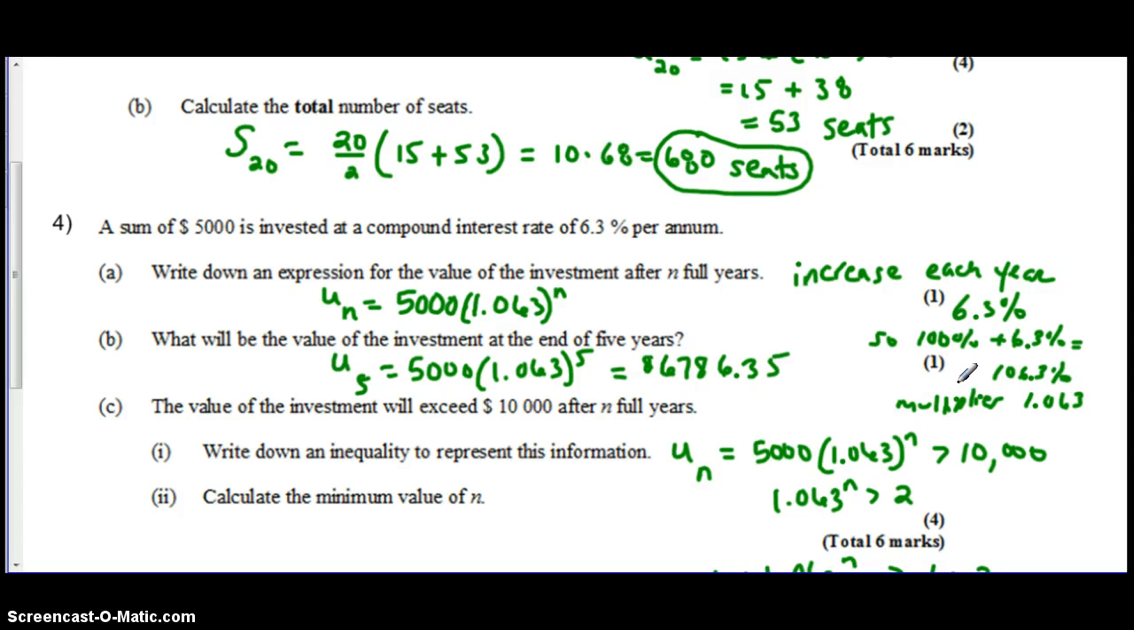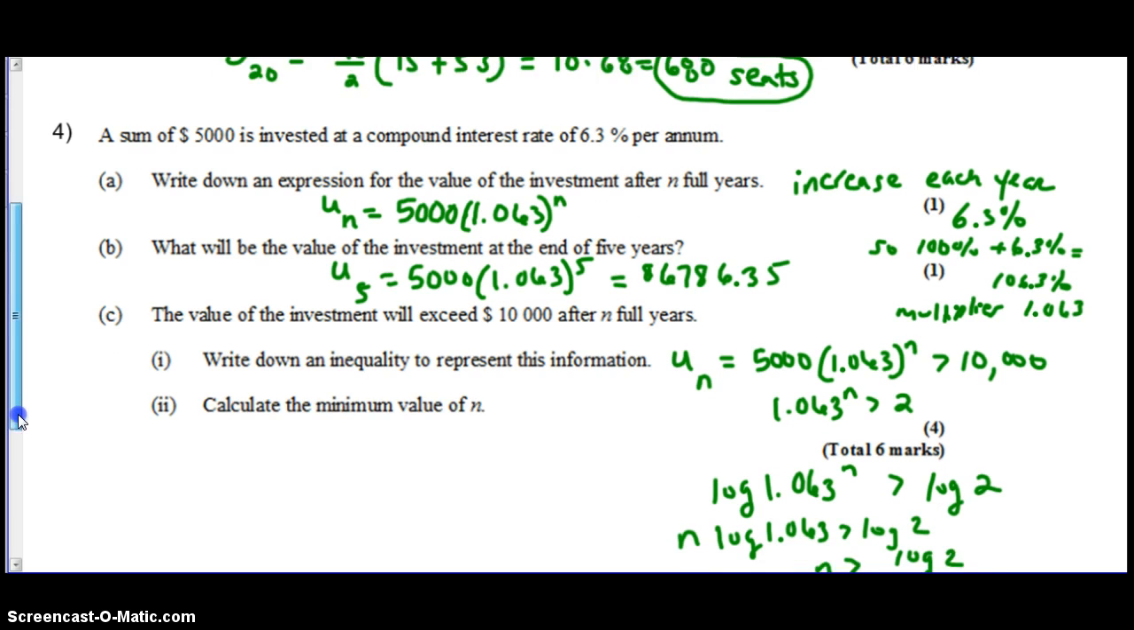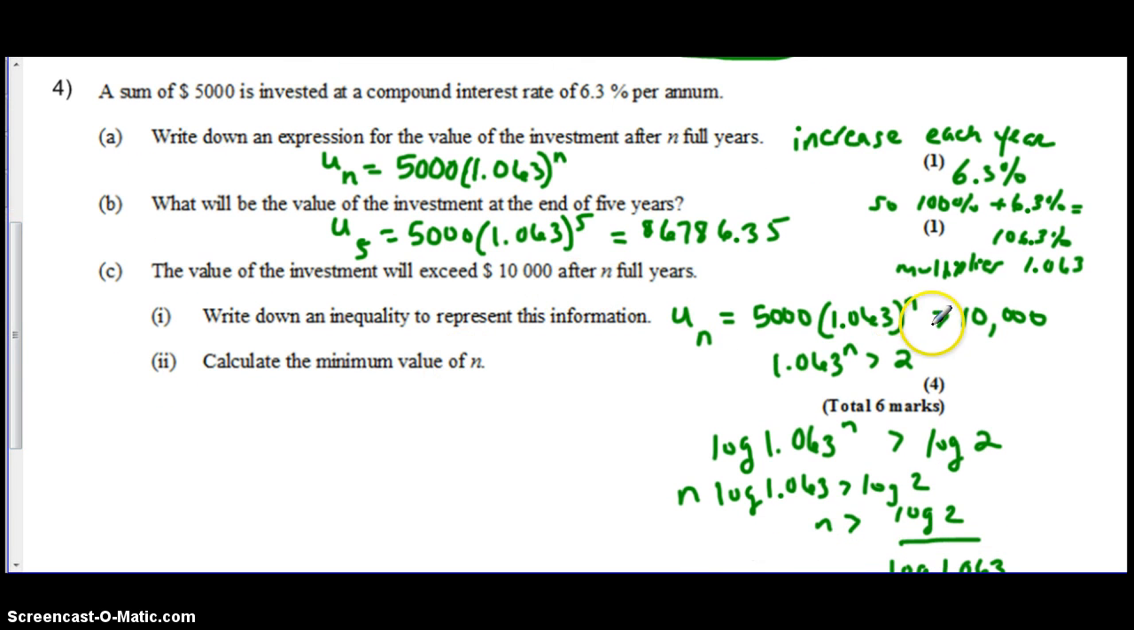106.3% will be the increase each year. So our multiplier is 1.063, or our r is going to be 1.063. So our original amount that was invested, times r, which is 1.063, to the n number of years. So take a minute to write this down if you forgot that part about compound interest. Part B is just plugging in 5 to the formula that we found. And part C is then setting it as an inequality. So we knew this had to be greater than 10,000 and then solving using logs.